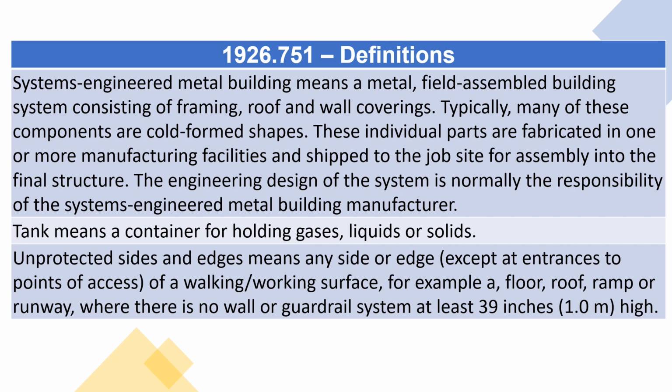Unprotected sides and edges means any side or edge, except at entrances to points of access, of a walking/working surface, for example a floor, roof, ramp or runway, where there is no wall or guardrail system at least 39 inches, 1 meter high.